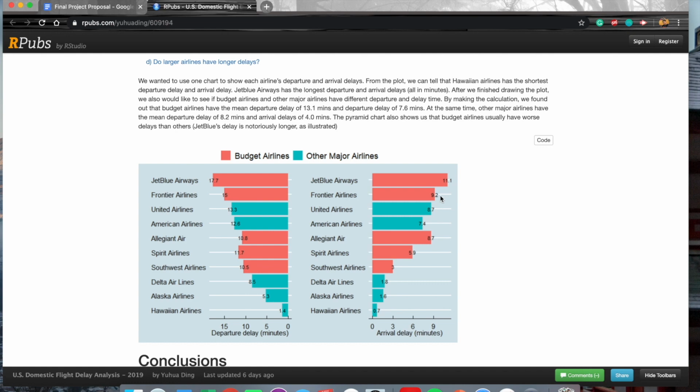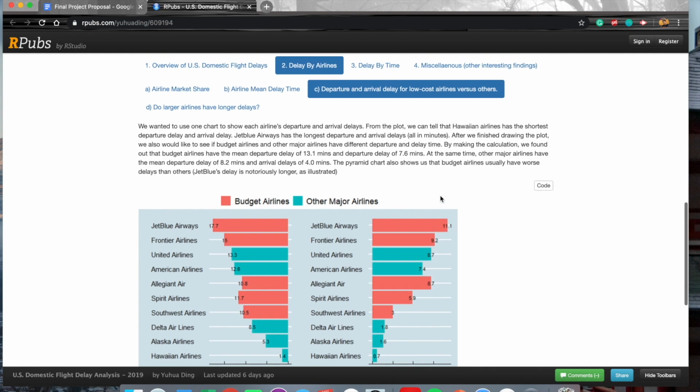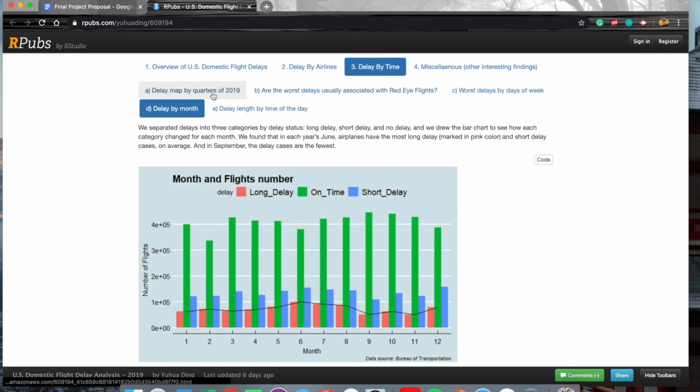And after we finished drawing the plot, we also would like to see if budget airlines and other major airlines have different departure and arrival delay times. By making the calculation, we found that the budget airlines have a mean departure delay of 13.1 minutes and arrival delay of 7.6 minutes. At the same time, other major airlines have a mean departure delay of 8.2 minutes and arrival delay of 4 minutes. The pyramid chart can also tell us that the budget airlines usually have worse delays than others.